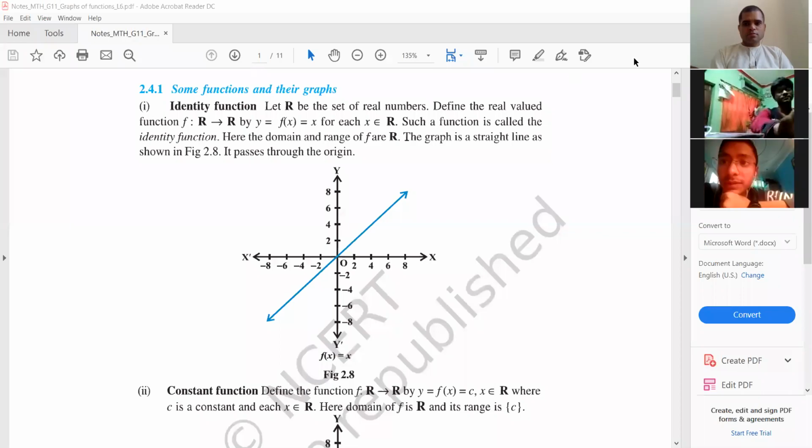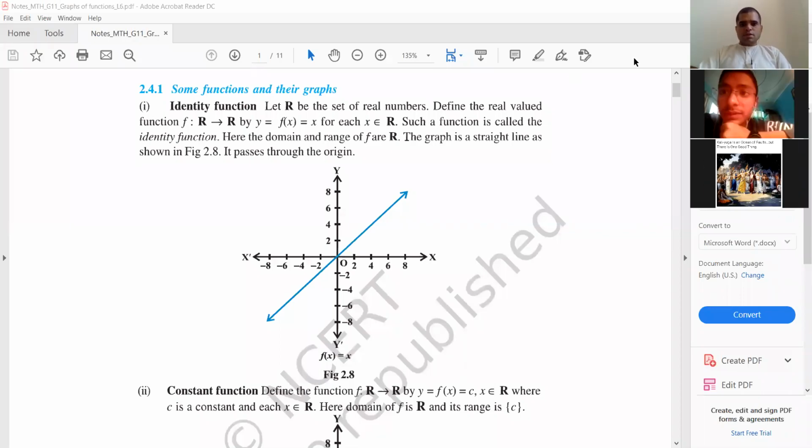Prabhuji, is this a graphical presentation of a function? Yes, this is a graphical presentation.